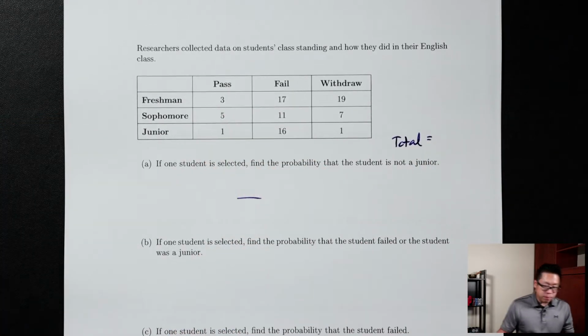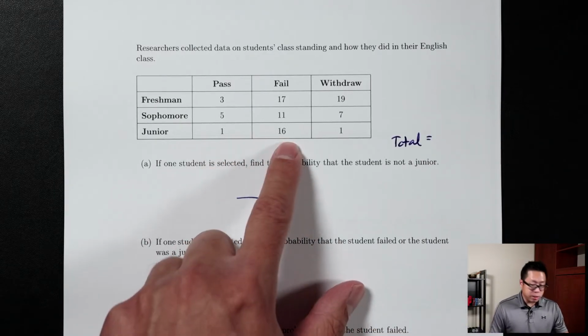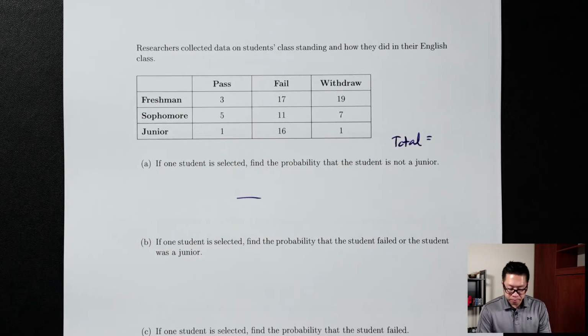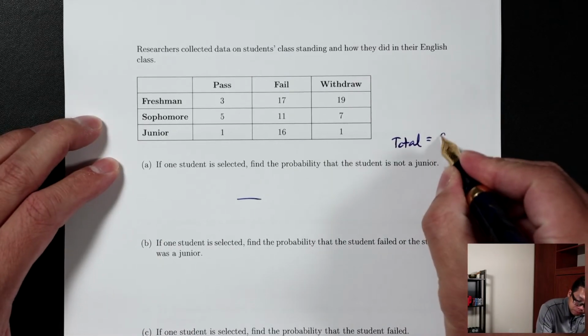So 3 plus 17 plus 19, plus 5 plus 11 plus 7, plus 1 plus 16 plus 1, and I get 80 people total.